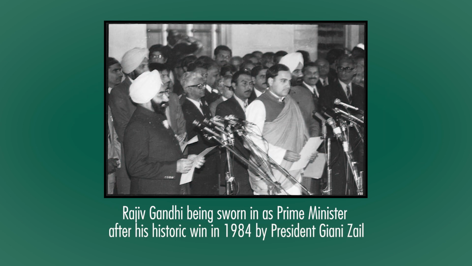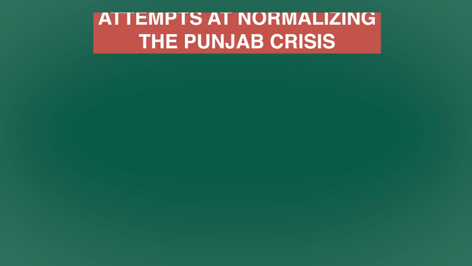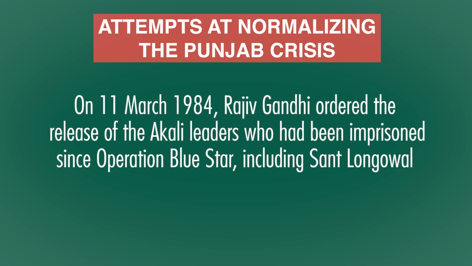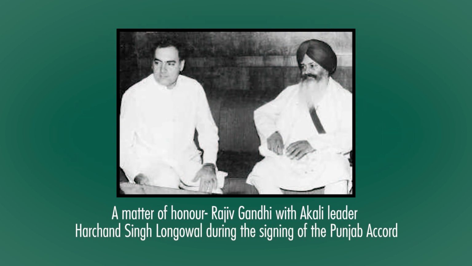Rajiv Gandhi, when he came to power, tried to normalize the crisis. He ordered the release of the Akali leaders who had been imprisoned since Operation Blue Star, including Sant Longowal. As a result, Rajiv Gandhi and Sant Longowal were able to thrash out an accord to ensure that the terms of the Anandapur Sahib resolution could be formulated and implemented.